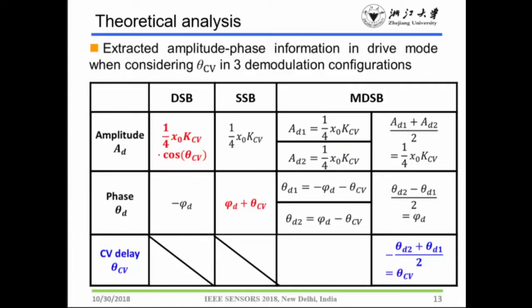Here are the theoretical results. As you can see from the table, for the DSB algorithm, the amplitude information is dependent on the interface circuit phase delay. And for the SSB algorithm, the phase we acquired is totally determined by theta CV. But for the MDSB algorithm we propose, both the amplitude information and the phase information are totally independent of theta CV.